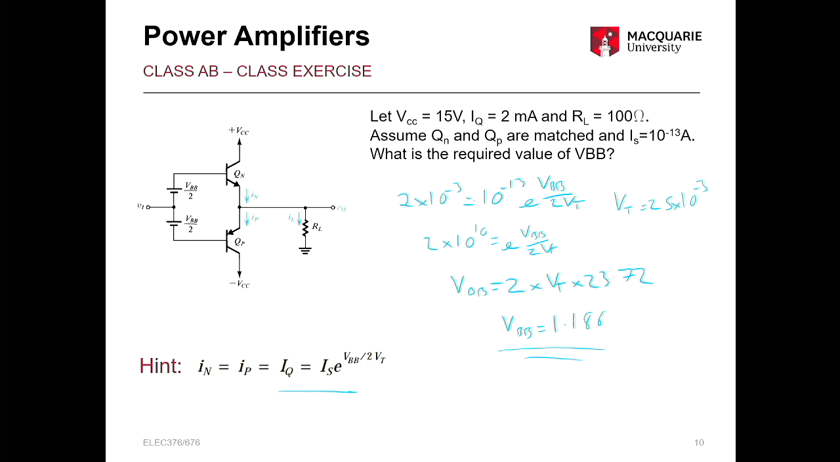Make sense to everybody? Yep. So pretty straightforward. That's one way to get to your value of VBB. So if those were the conditions you wanted in your circuit, then you can set your DC supplies over here to be 1.186 total. So that would be half of that on each one.